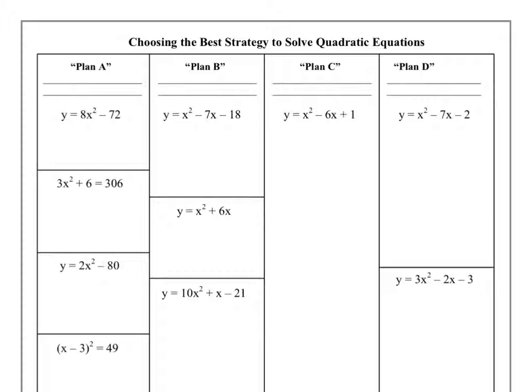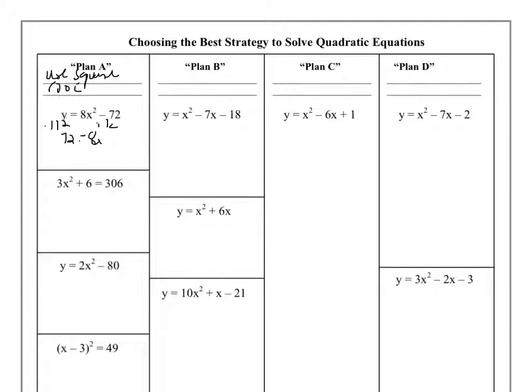Okay, in the first one here, I see that in plan A there are 2 terms and we're missing a b term. So the best strategy here would be solving by using a square root. So I'll put use square root. And remember when we were using the square root that we added 72 to the left to set them equal to each other.